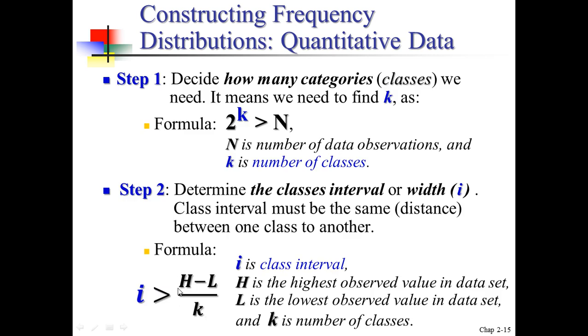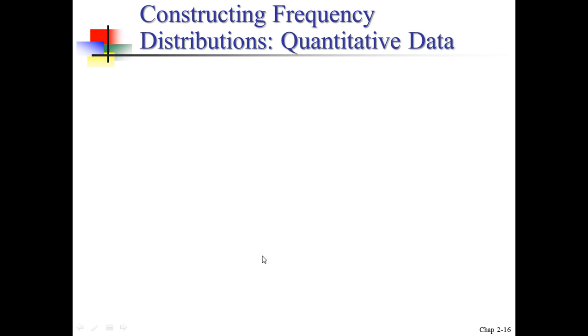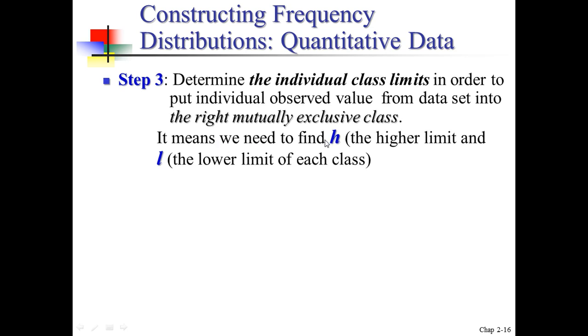In step 2, we have capital H and capital L. Capital H, remember, is the highest observation value in our data set. Our data set means the raw data. Capital L is the lowest. That's why there is only one H and one L. But in step 3, I label h and l not as capital. It's small h and small l.